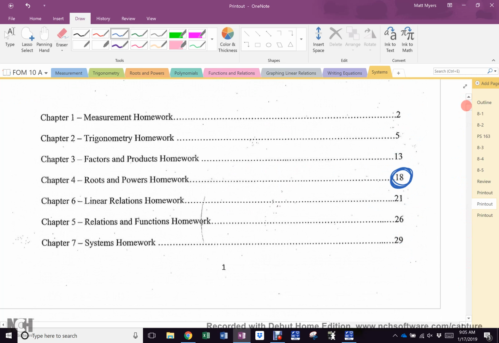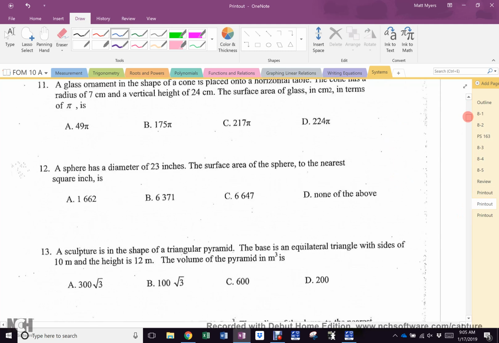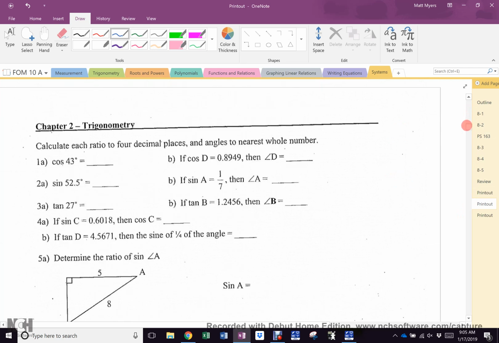Really, I don't understand why you guys have so much trouble with trig. SOHCAHTOA tells you how to do it. Okay. Trig begins on page 5. Remember, your calculator must be in degree mode.